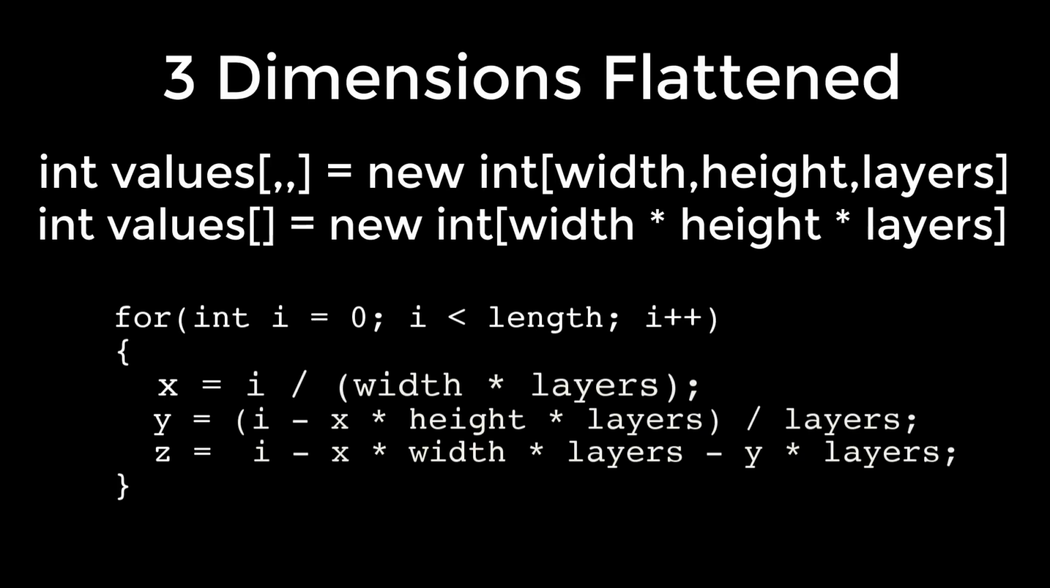Y, and Z, you can use the formulas shown here, where X is I divided by width multiplied by layers, so that's the total number of layers. Y is equal to I minus X multiplied by height multiplied by layers divided by layers. And Z is equal to I minus X multiplied by width multiplied by layers minus Y multiplied by layers.